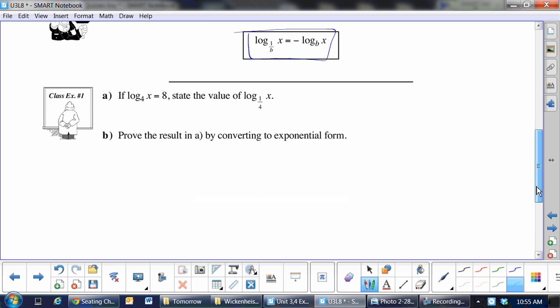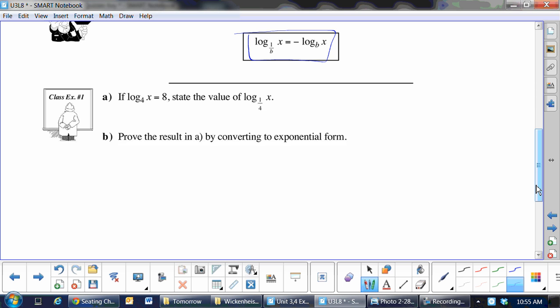Now, the next one. First of all, we have this to change into exponential. So I would say 4 to the 8 equals x. Well, now that's so easy. I can just put that into my calculator and I'm good to go. But if I was doing this without a calculator, a number that gives you an error, I'd like to solve this without a calculator.